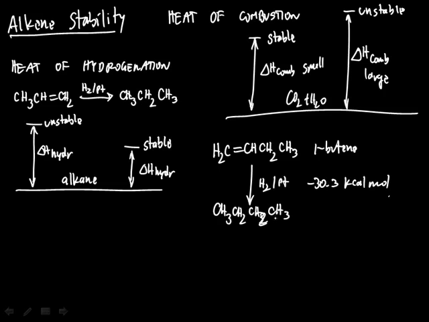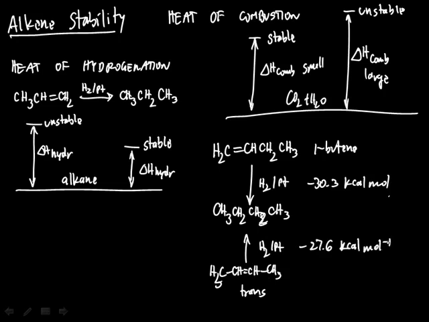On the other hand, its isomer, trans-2-butene, can be subjected to the same reaction conditions to give us minus 27.6 kilocalories. Since the value for trans-2-butene is lower, it means it's a more stable compound by the difference of 2.7 kilocalories per mole. And this indeed is a trend that we've already seen, that the tetra-substituted alkenes are more stable than tri-substituted, are more stable than di-substituted, and these are more stable than monosubstituted.